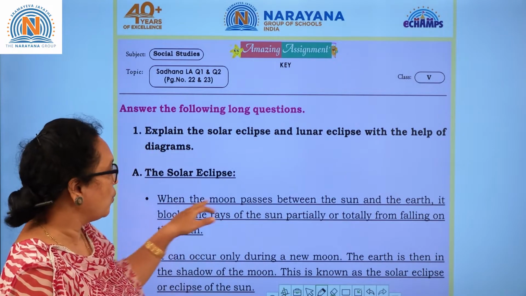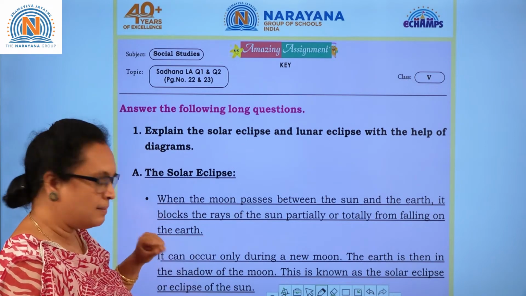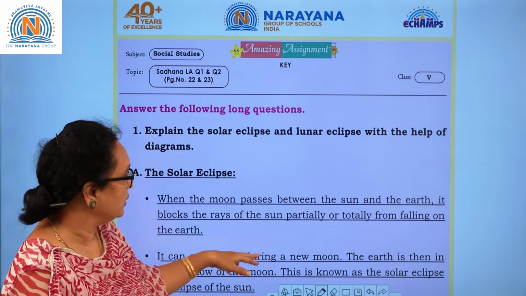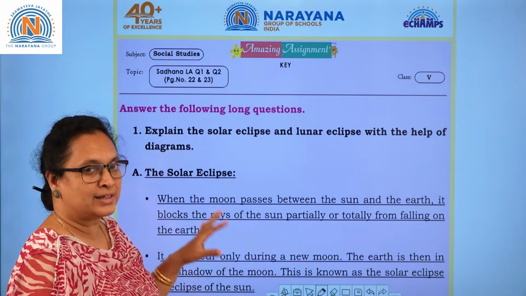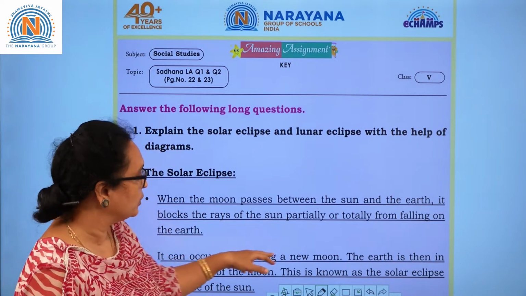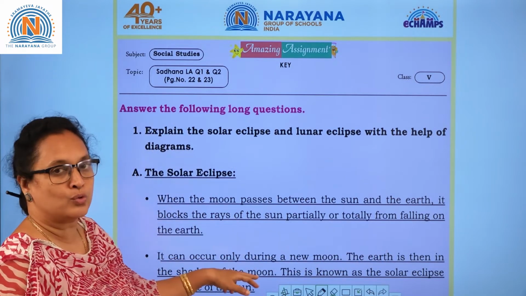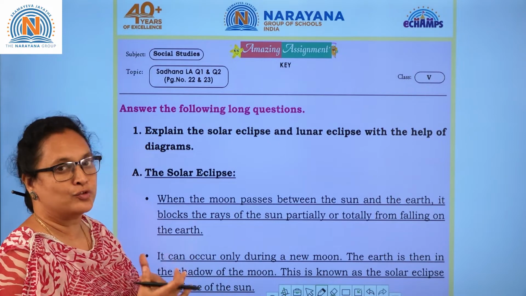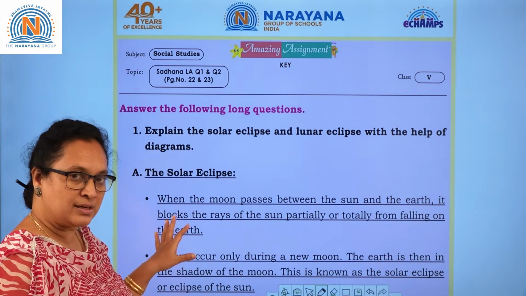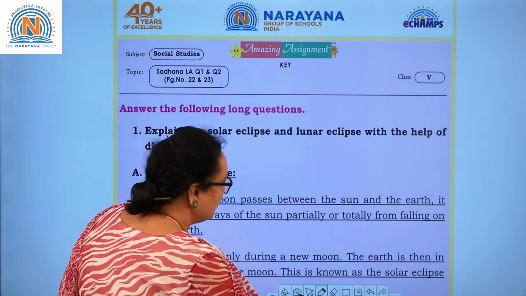Is it clear? So what comes between the sun and the earth? Moon comes in the solar eclipse. Is it clear? Now coming the next point under that, it can occur only during a new moon. So solar eclipse occurs when there is a new moon. The earth is then in the shadow of the moon. This is known as solar eclipse. Is it clear children? So better you write down all these answers in your sadhana workbook.